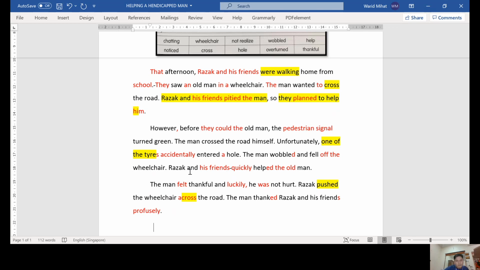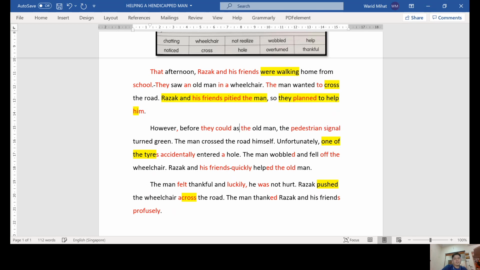Okay. One more time before we end the session. That afternoon, Reza and his friends were walking home from school. They saw an old man in a wheelchair. The man wanted to cross the road. Reza and his friends pitied the man, so they planned to help him. However, before they could help, the old man.